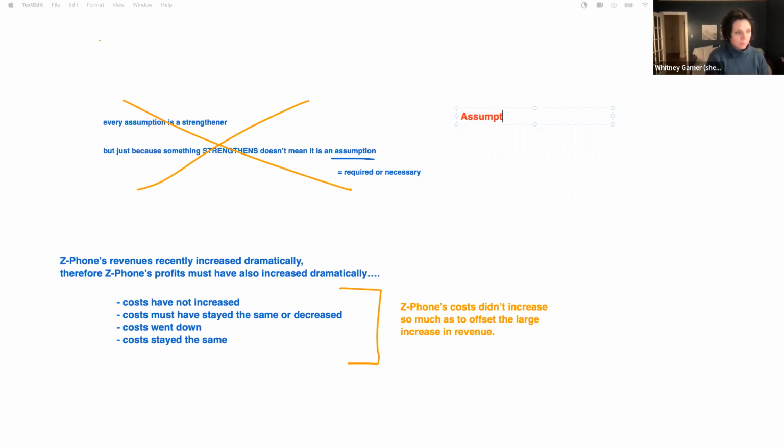I say that an assumption is required. I have to have the assumption. Without it, my argument dies. So a way to think about assumptions is that assumptions make my argument possible. When I think about a strengthen, it is anything that's nice to have, but not necessary. I don't have to have costs go down. That'd be cool if they did, but I don't have to have that be the case.